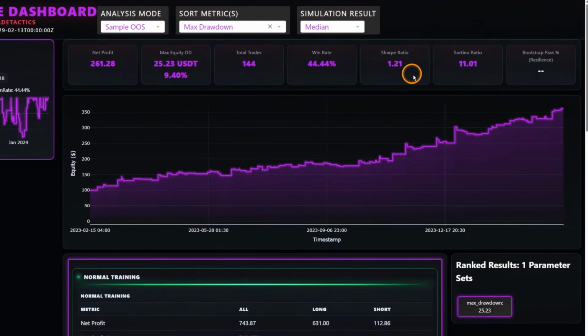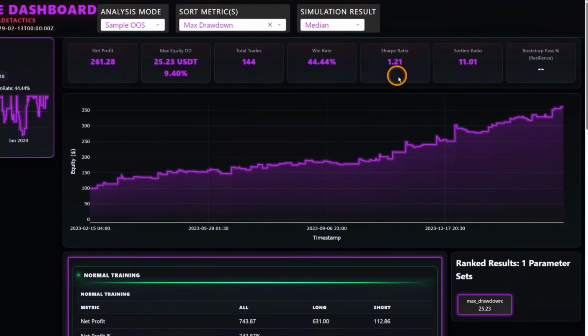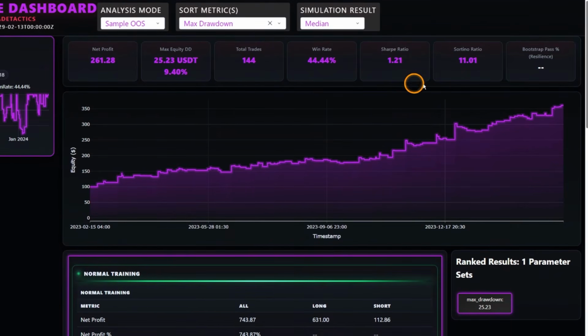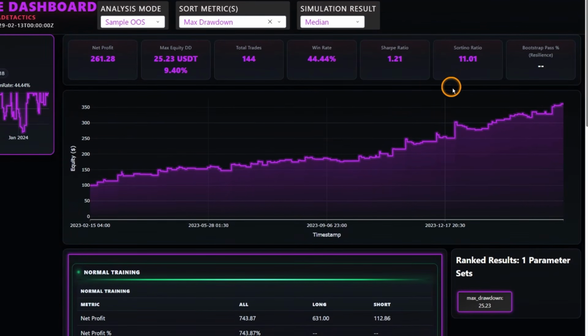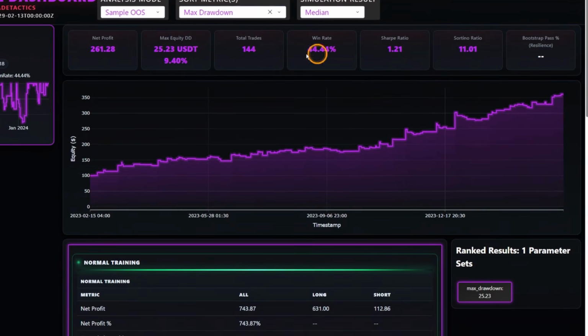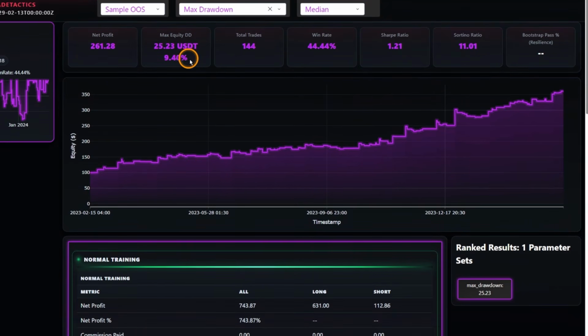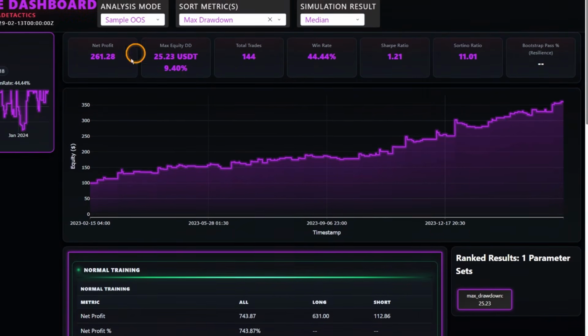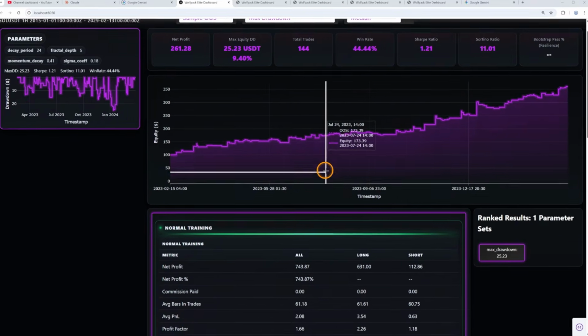Today I'm going over how this strategy got a Sharpe ratio of 1.21, which is a godlike Sharpe ratio, and a Sortino ratio of 11.01 in out-of-sample data. And look at this max drawdown, 9%. Incredible. And this is out-of-sample data as well.